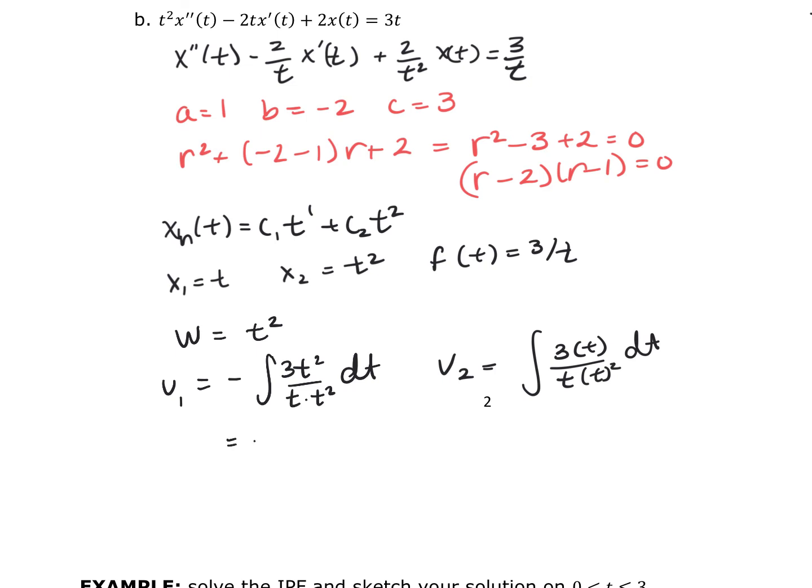This ends up becoming a negative 3. The natural log of t should be absolute value, but we're just going to let that ride for right now. And v sub 2 is just going to be negative 3 divided by t.